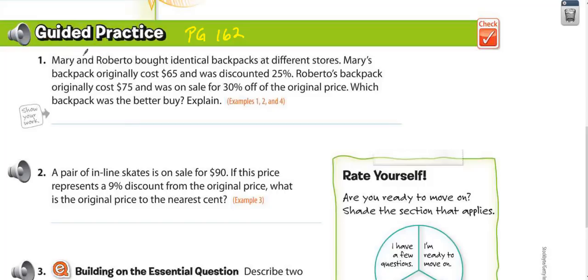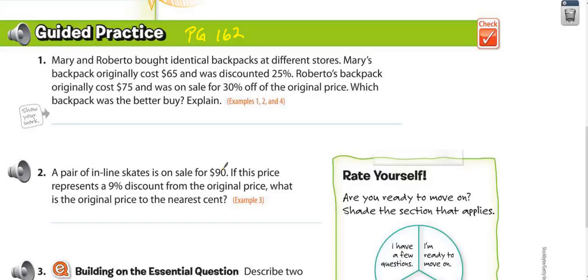On problem 1, Mary and Roberto bought identical backpacks at different stores. Mary's was originally $65. She saved 25%. Roberto's was originally $75, on sale 30% off. So that's the discount. Which was a better buy? You're going to solve that problem, and you're going to solve problem 2.